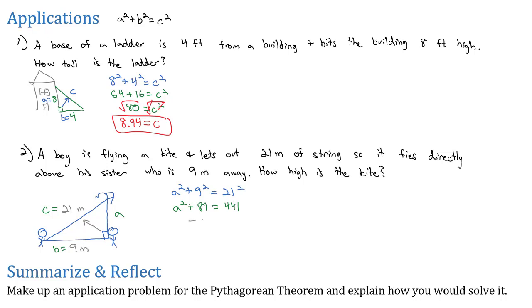Trying to solve this equation for a squared, we'll subtract 81 from both sides, so that we're left with a squared equals 360. And then finally, to get rid of that square, we'll take the square root of both sides, leaving behind just the a, and the square root of 360 is approximately 18.97 meters, is how tall that kite is above the boy's sister.